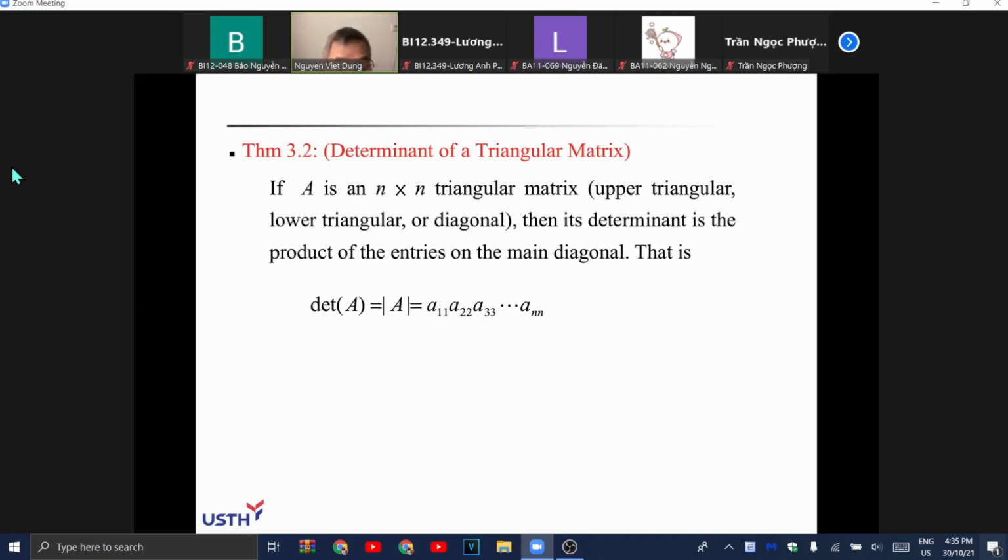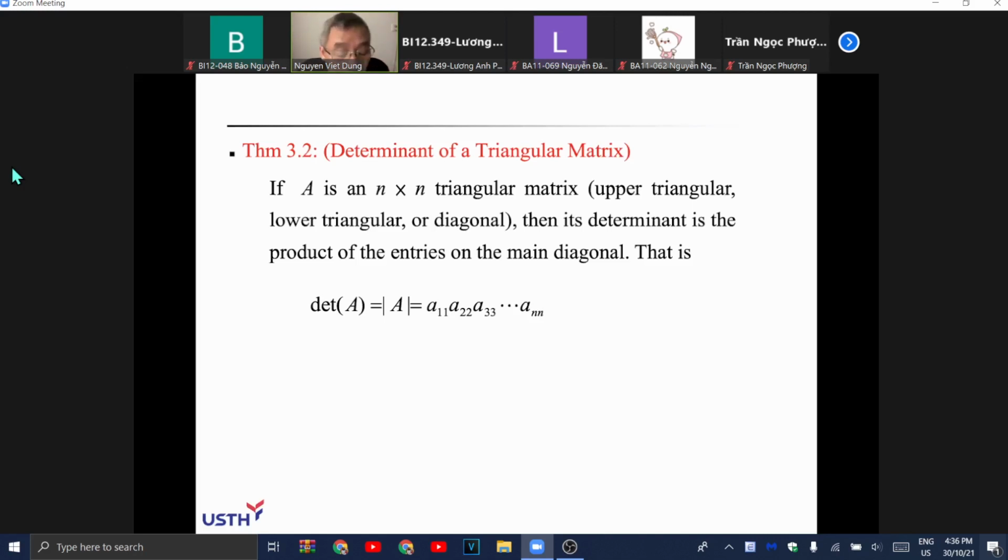So that is the end of the class today, and next week we will continue to study the way to compute the determinant of any square matrix. We do it in the following way. We will try to transform it into a triangular matrix. And how can we do it? We can do it by using elementary row operations. And that is what we are going to study next Wednesday.